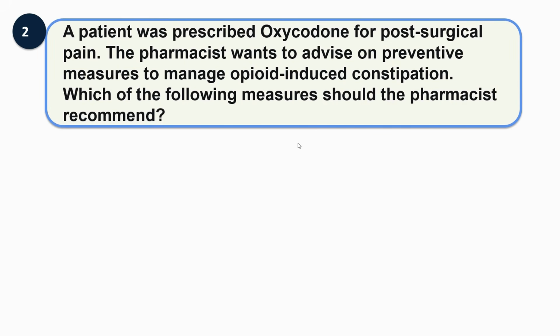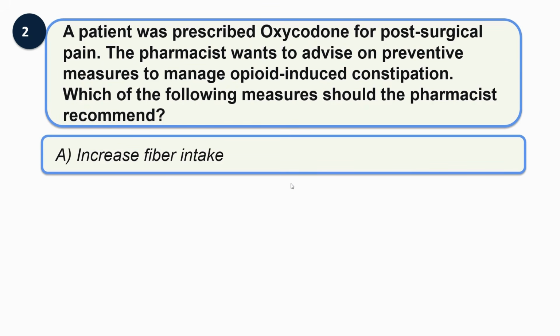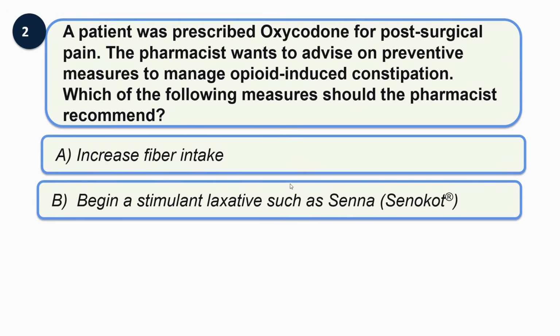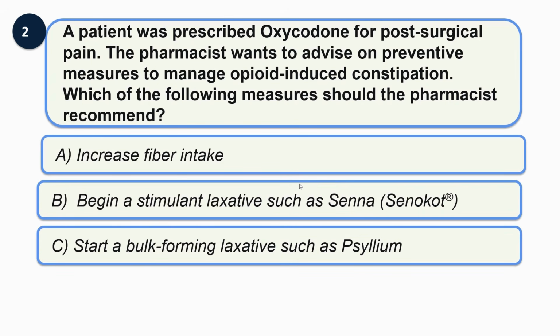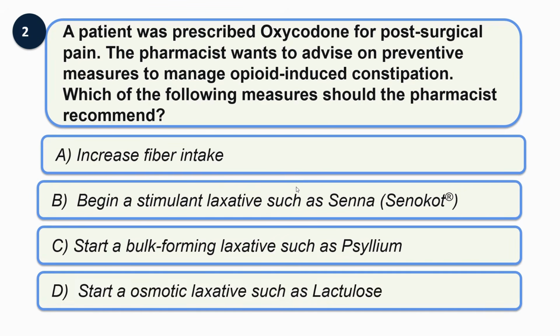Next, a patient was prescribed oxycodone for post-surgical pain. The pharmacist wants to advise on preventative measures to manage opioid-induced constipation. Which of the following measures should the pharmacist recommend? A. Increase fiber intake. B. Begin stimulant laxatives such as senna, brand Senokot. C. Start bulk-forming laxatives such as psyllium, brand Metamucil. And D. Start an osmotic laxative such as lactulose.